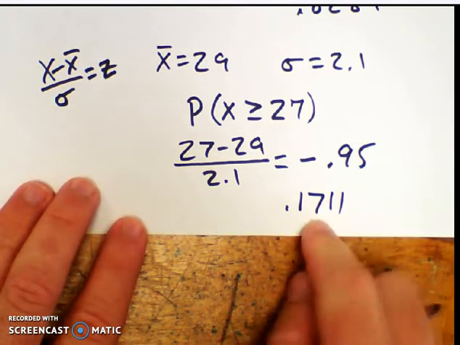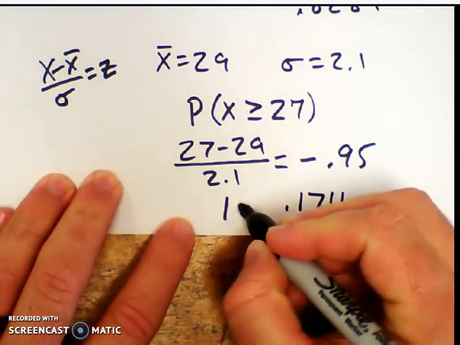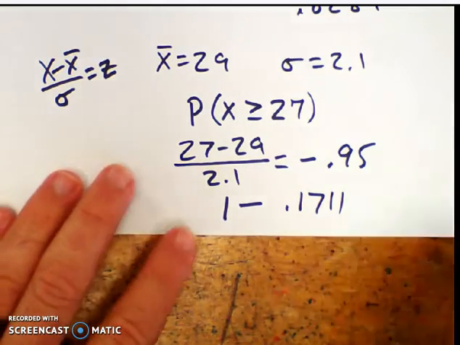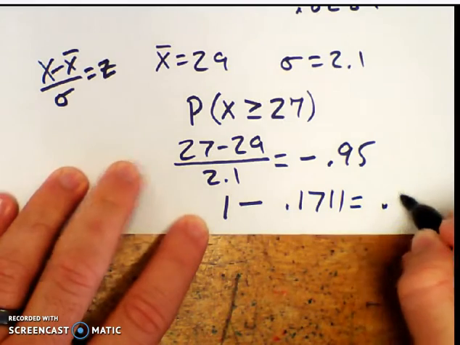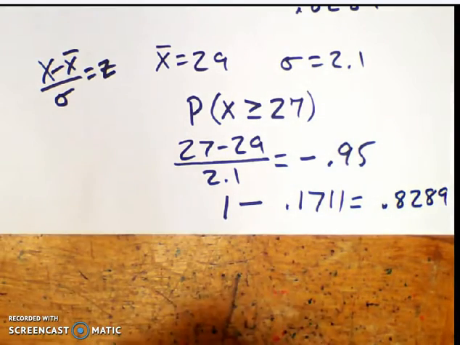Okay, so if you got that, you're not completely wrong. You just need to finish the question. To get a greater than, you need to subtract that number from 1, and you get 0.8289, which I think is the same answer we got for the last one.